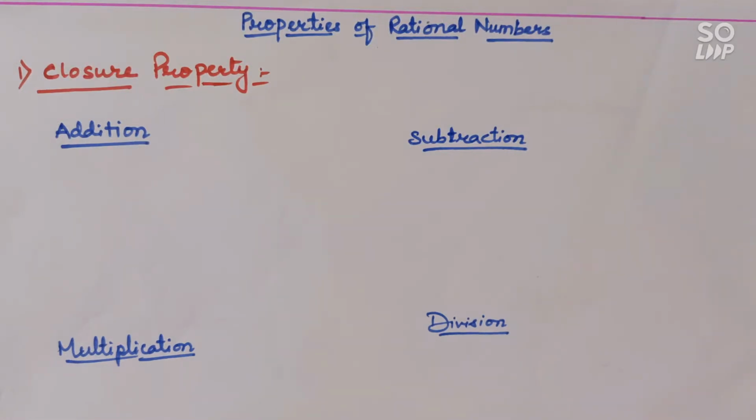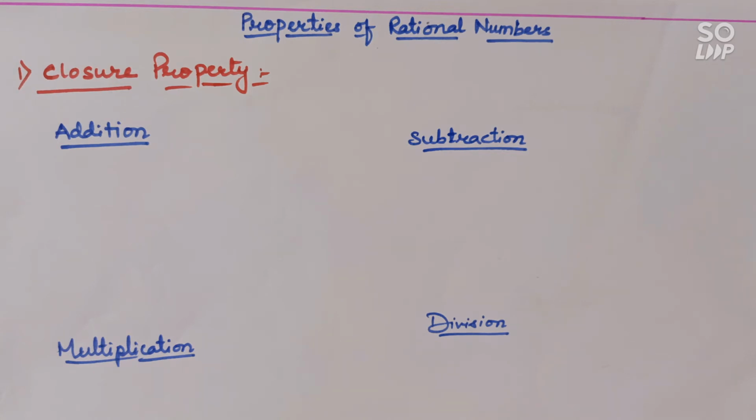In this video, I will explain about properties of rational numbers. We will discuss closure property, commutative property, associative property, distributive property, additive inverse and multiplicative inverse. So let's go ahead with a few examples for closure property. Before that, we need to understand what closure property is.